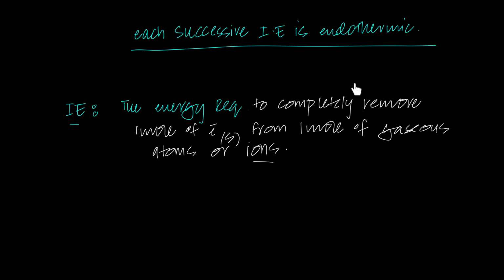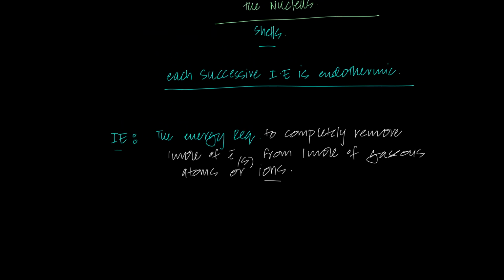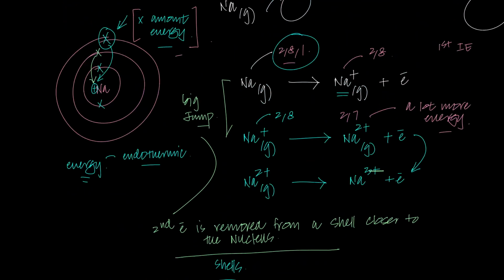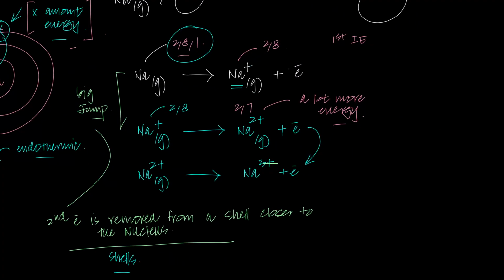What in the hell does this mean? Well, I've already explained it. It's the energy required to remove 1 mole of electrons, and that's 1. In the equation, when you don't have anything, we write 1. So it's the energy required to remove 1 mole of electrons from either gaseous atoms or gaseous ions. It doesn't really matter. You could do that with ions, you could do that with atoms, and that is what ionization energy is.